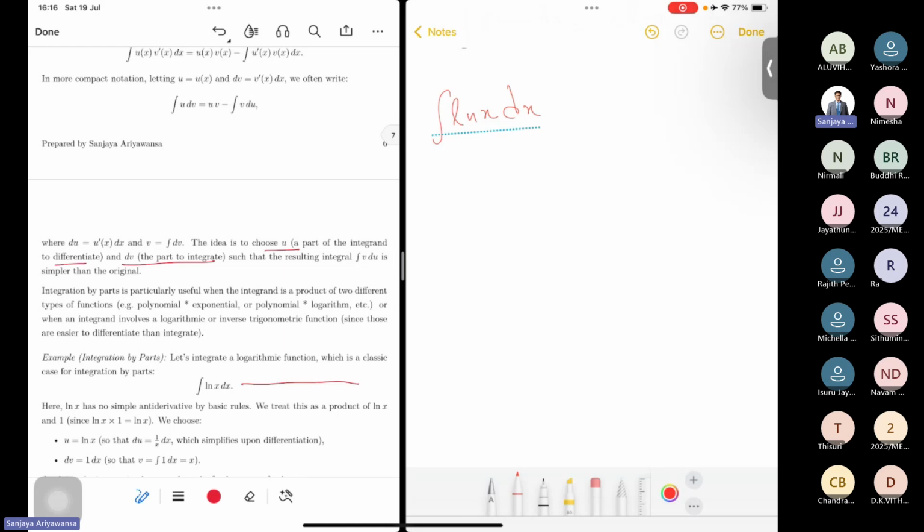Then I had to check, okay, I have learned two techniques. One technique is integration by substitution. Does any of the substitutions help me with this? No, it doesn't.